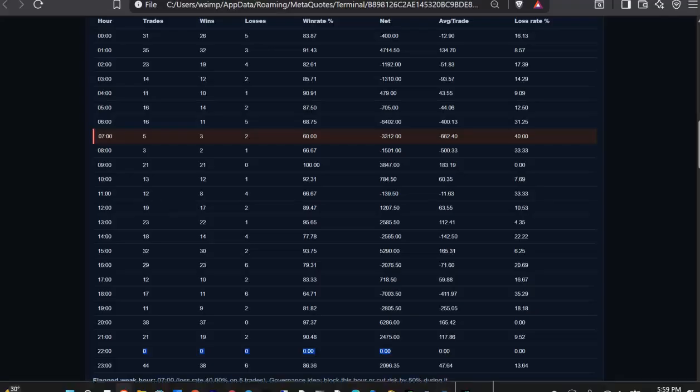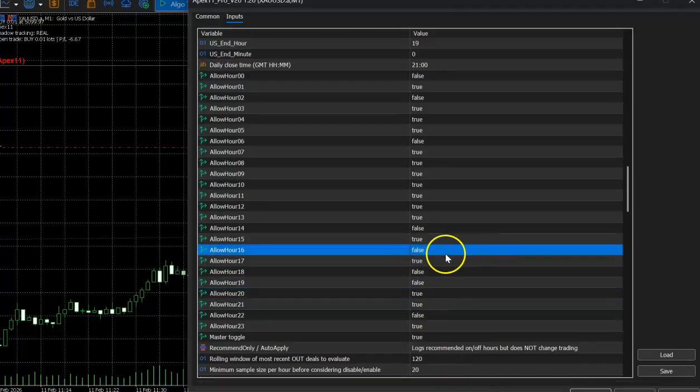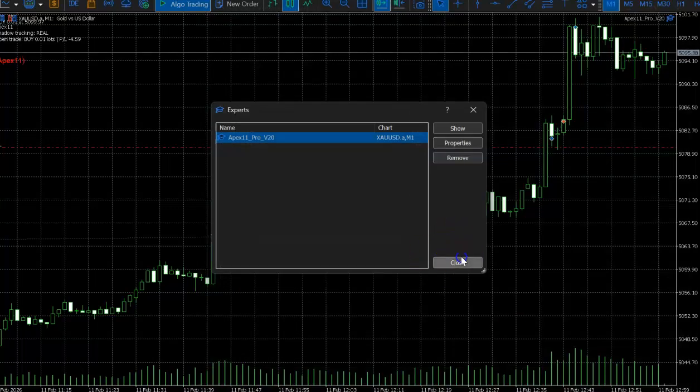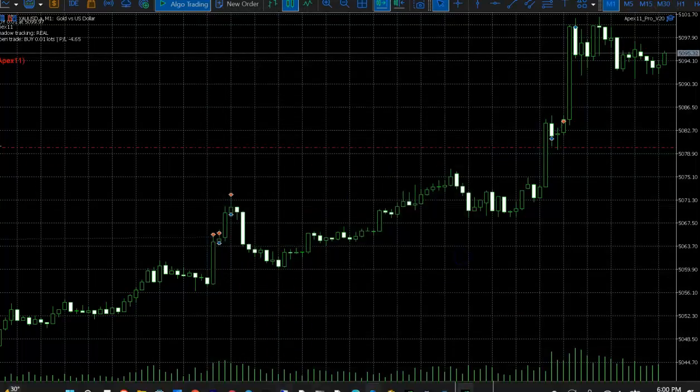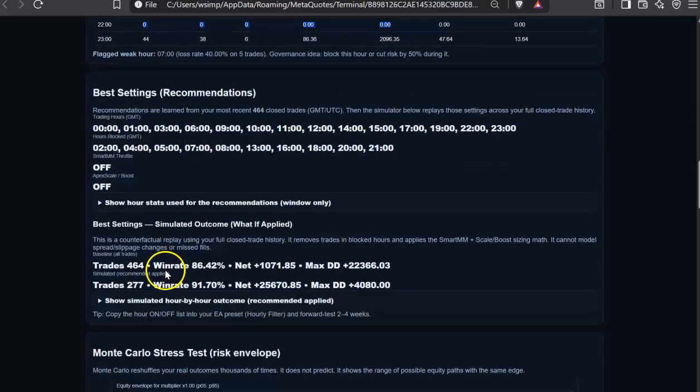And 4 o'clock is off, and then you just select OK. And what that will now do is it will simply only trade those trading hours that are giving the best results.